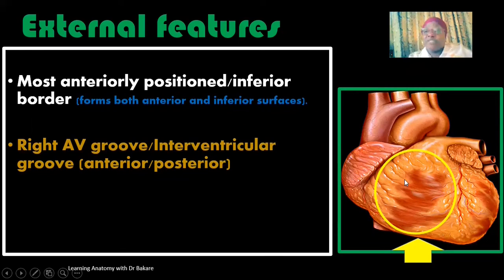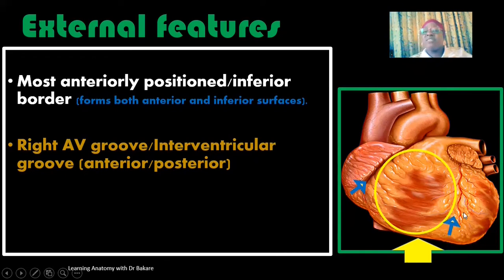Also, as an external feature between the right atrium and the right ventricle, we have a groove that is created, and this is called the right atrioventricular groove. This groove is created between the right atrium and the right ventricle. It's an indentation that is created in the space that links these two regions together on the outside. And in this region, the right coronary artery and also the small cardiac vein are seen to pass through this groove or indentation.